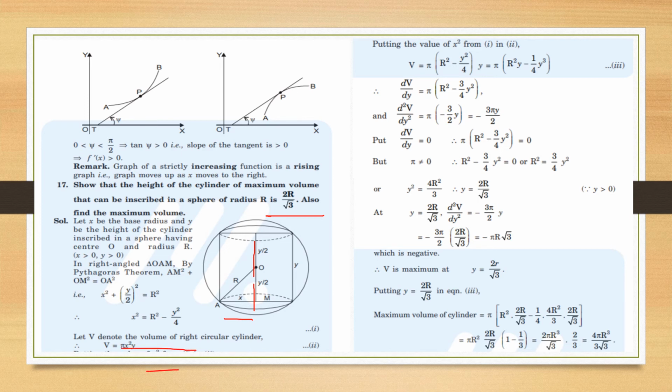Now volume is pi r square h. Convert using this to one variable y. dV by dy, second derivative, the critical point turns out to be r square equal to this, and y square is 4r square by 3, or y is 2r by root 3. The second derivative turns out to be negative, meaning volume is maximum at this value. The maximum volume we can calculate by putting it in the volume of the cylinder, changing to 4 pi r cube by 3 root 3.